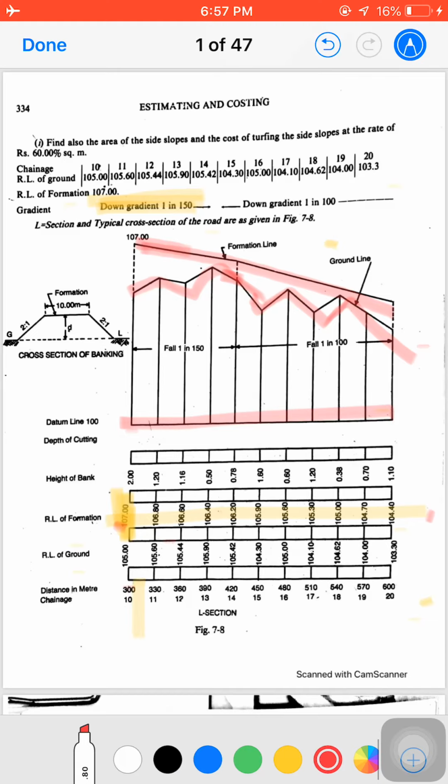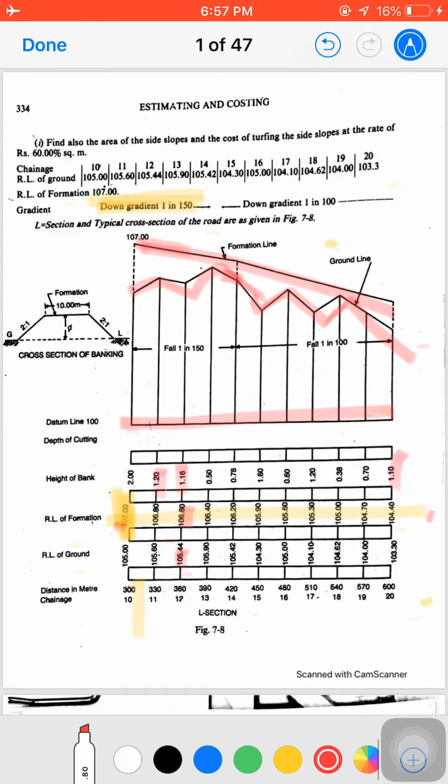Okay, so it will be 107 minus 105. Then the second depth will be 106.8 minus 105.6, so that you get 1.2. Next is 106.6 minus 105.4, then you get 1.16. Similarly, you need to calculate up to the 20th chainage.